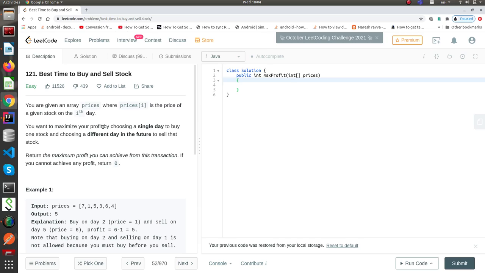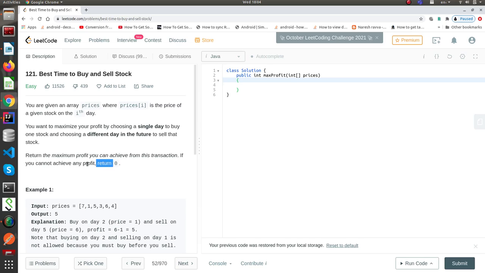You want to maximize your profit by choosing a single day to buy one stock and choosing a different day in the future to sell it. Here it says a different day in the future. It's not like we can buy it on this day and sell it on a previous day. We need to sell it on future days only. Return the maximum profit you can achieve from this transaction. If you cannot achieve any profit, return 0.